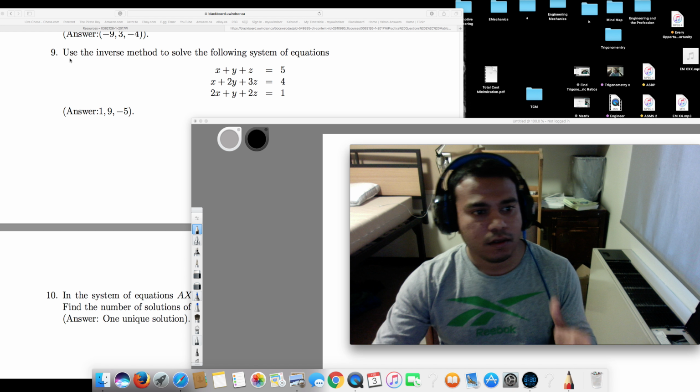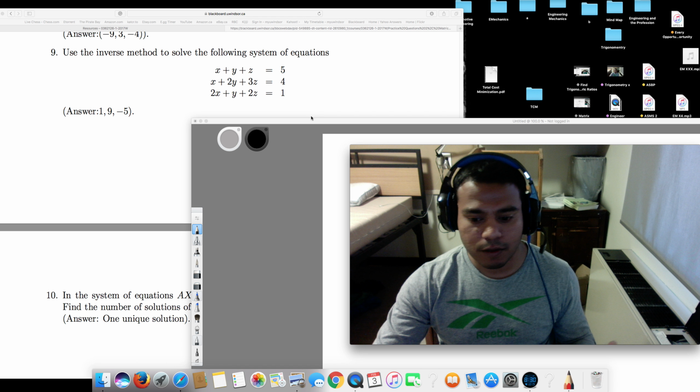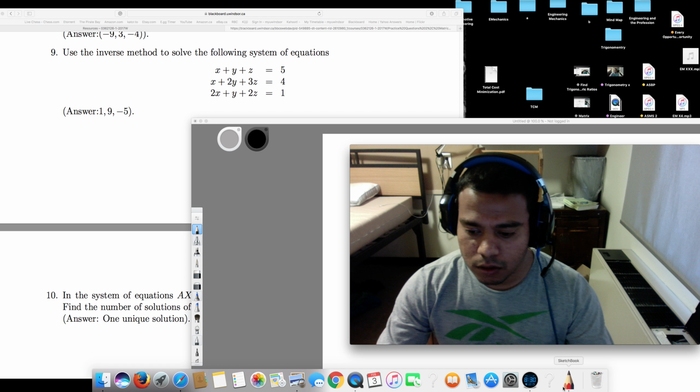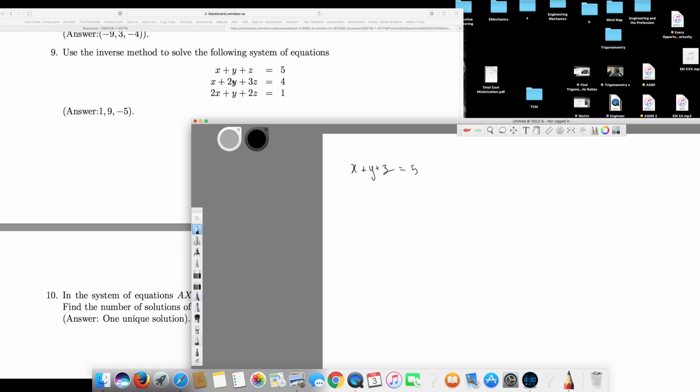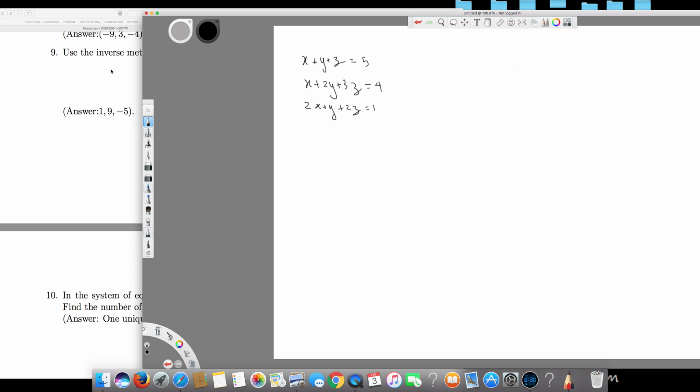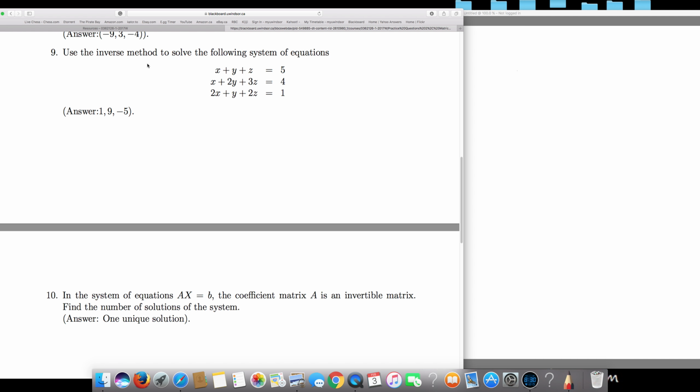The ninth question: choose the inverse method to solve the following system of equations. Let's do the question first as fast as possible. x plus y plus z is equal to 5, and the second one is x plus 2y plus 3z equals 4, and 2x plus y plus 2z equals 1. So this is our question. It is asking us to use the inverse method to solve the system of equations.